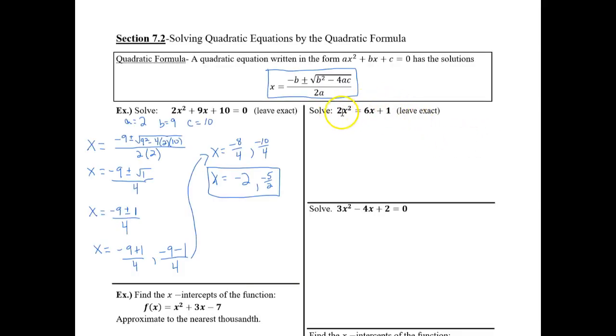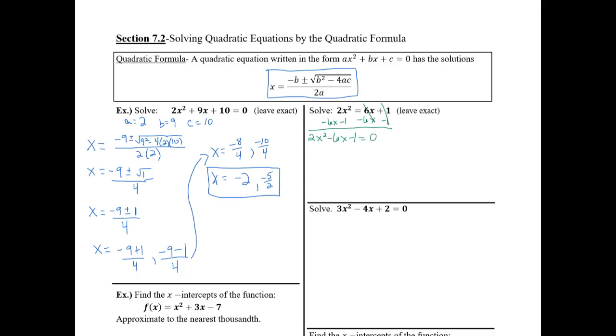Alright, this example here says 2x squared equals 6x plus 1. So it's not currently in the correct form, right? We have to have it set equal to 0. So I'm going to go ahead and move my 6x and 1 over to the left. I just like to keep my leading coefficient positive. So now I have 2x squared minus 6x minus 1 equaling 0.